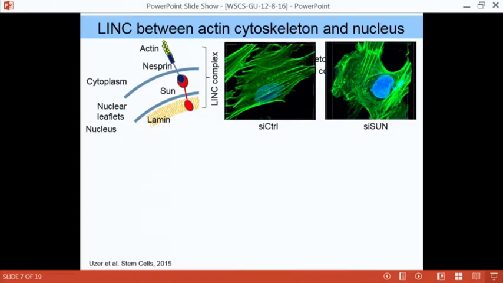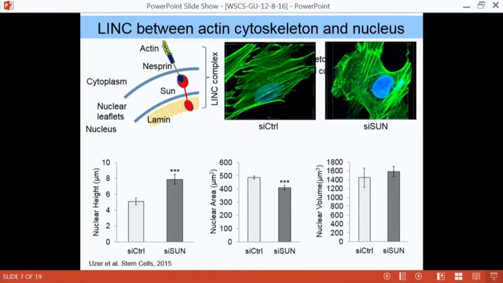In a control cell, again, you see the green actin cytoskeleton, and the nucleus is in the middle. You might see the actin cytoskeleton crosses over the nucleus and pushes it down, making it more flat. In a LINC deficient cell, which we accomplished by siRNA against the SUN protein, effectively disanchoring nesprin from the nuclear surface, you see that the nucleus is more spherical now, and it has no actin cytoskeleton connections to it. When we look at the structural parameters of the nucleus, we see that nuclear height is increased, nuclear area is decreased, but the nuclear volume remains the same.